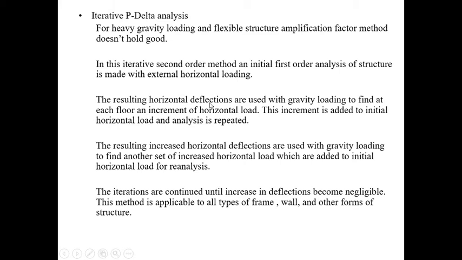So the horizontal deflections are used with the gravity loading to find at each floor the increment of horizontal load. This increment is added to the initial horizontal load. Suppose the initial horizontal load is H, and due to it there is a certain deflection. After getting the deflection, we find the increase in horizontal load, a small delta H. That small delta H is added to the initial horizontal load, that is H plus delta H, and it is applied to the structure and the analysis is repeated.